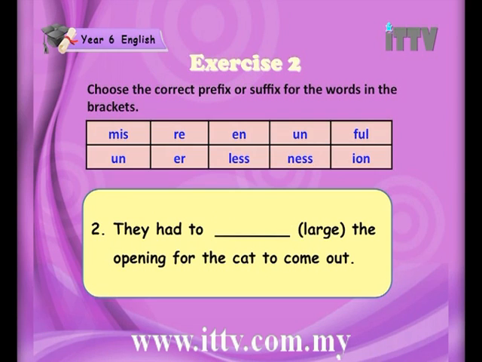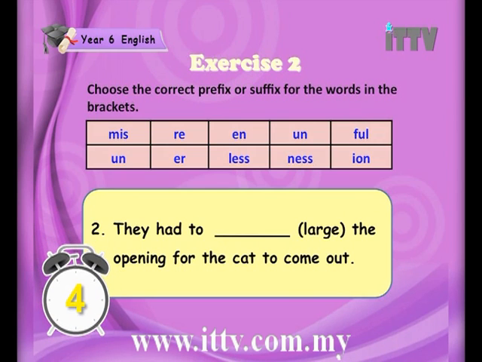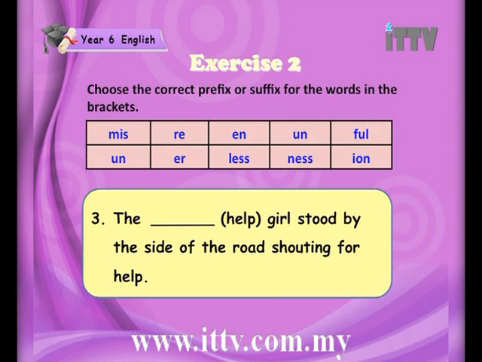So you have to add the prefix or suffix to the word kind. Number 2, they had to, the word in the bracket, large the opening for the cat to come out. So you have to add either the prefix or the suffix to make more meaning to the word large. Number 3, the, in brackets, help girl stood by the side of the road shouting for help. So you have to change the meaning of the word help by adding a prefix or a suffix.